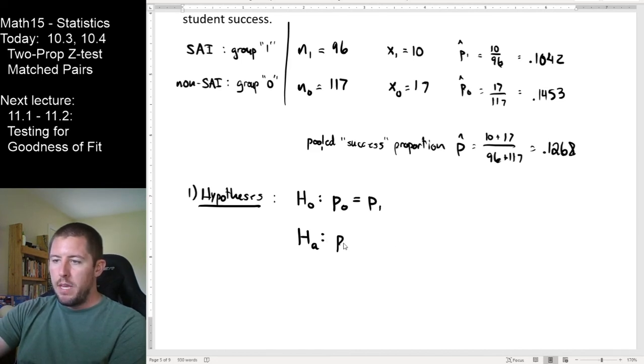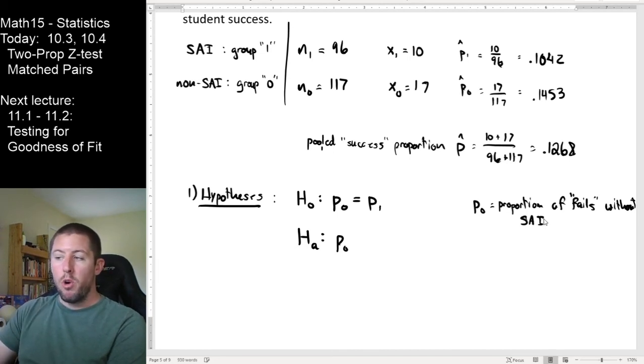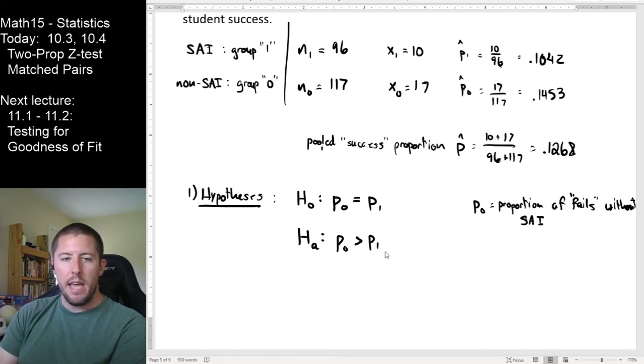So remember, P naught is our proportion of fails without SAI, and P1 is our proportion of fails with SAI. So what we're suspicious we're going to show is that the students without SAI are going to have a greater fail rate than the proportion of students that do have the SAI class, right?